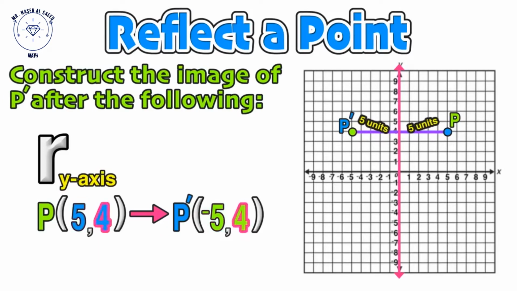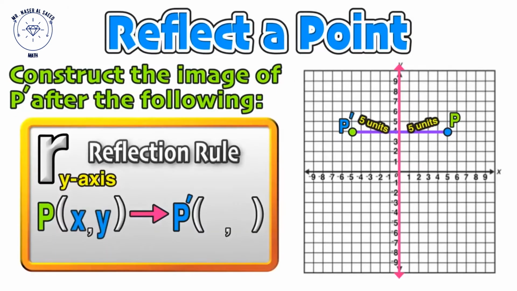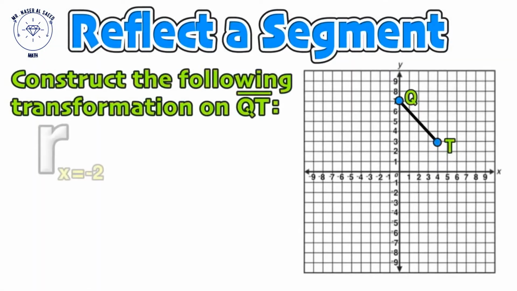Notice that when reflecting over the y-axis, the x-coordinate value is negated, and the y-coordinate value is unchanged. As a reflection rule, you can say that any point reflected over the y-axis with coordinates (x, y) becomes (-x, y), where the x value is negated.